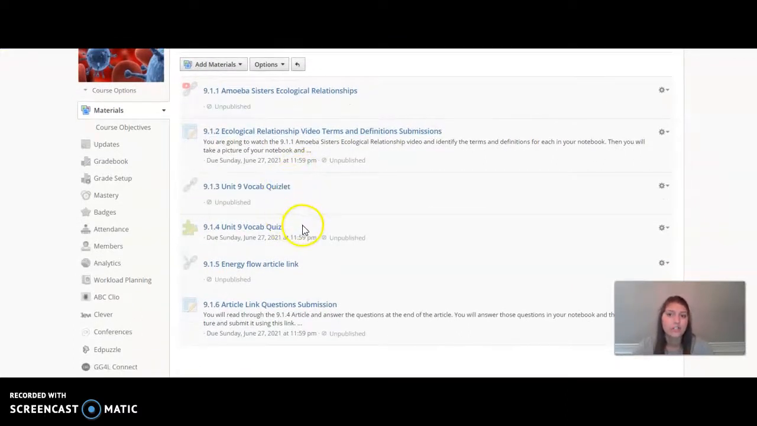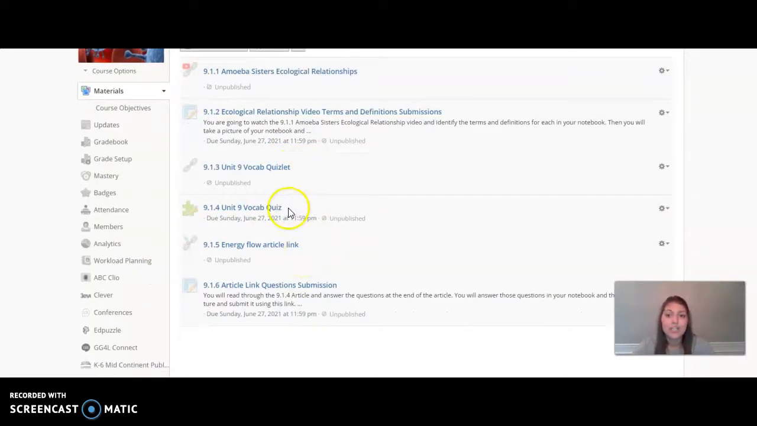Vocab is a huge part of ecology, so I do have this Unit 9 vocab Quizlet up, and you can go through that and study those vocabulary terms. Then when you do that, you're going to take your 9.1.4 vocab quiz. This vocab quiz is from this Quizlet, so it's not just total random vocabulary words.